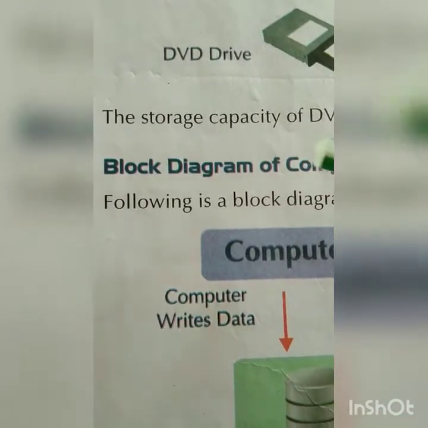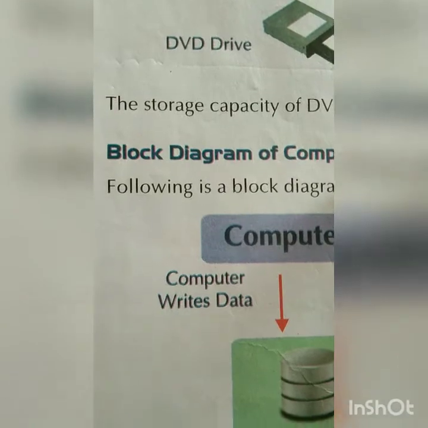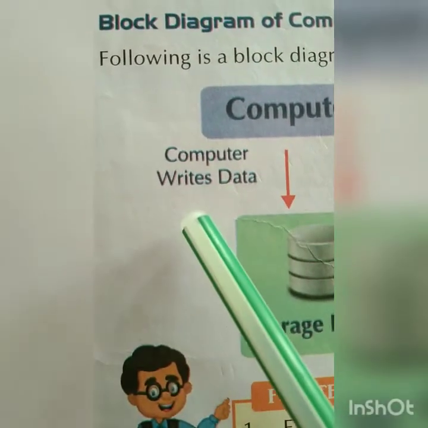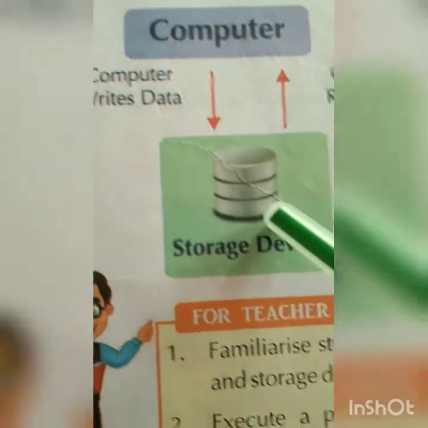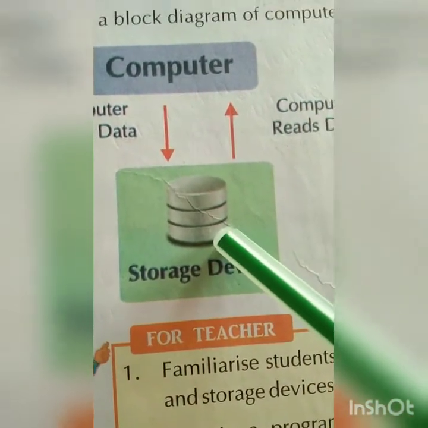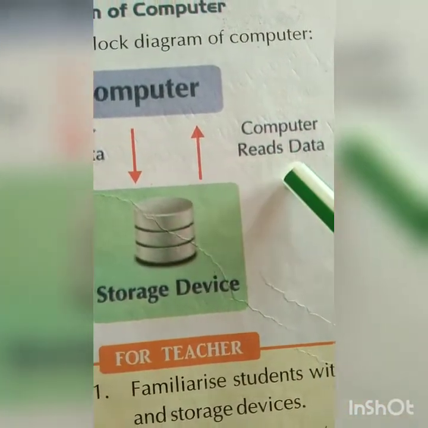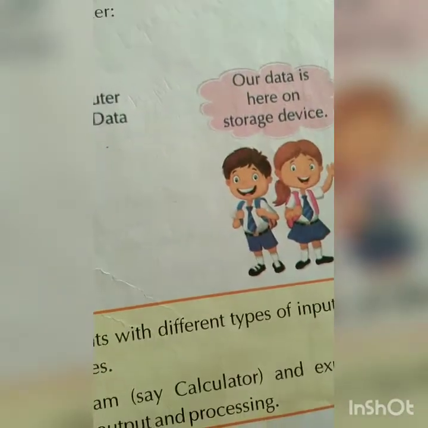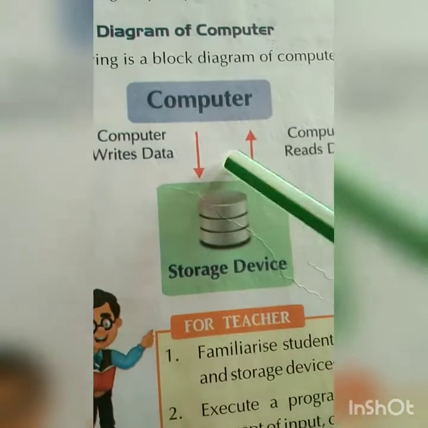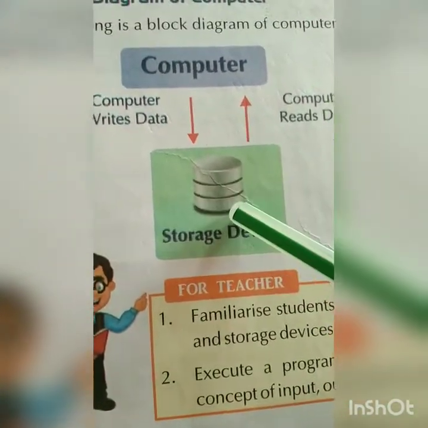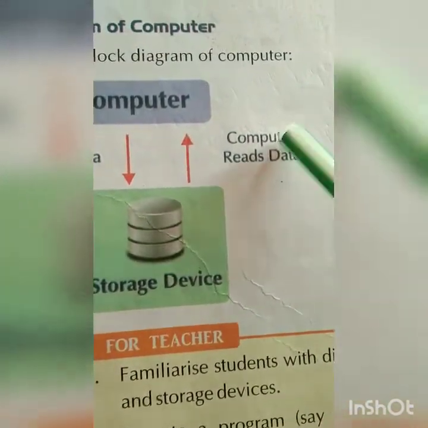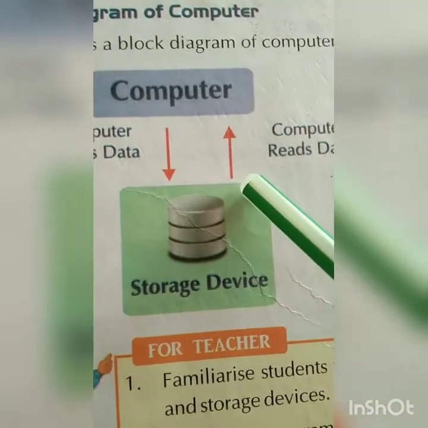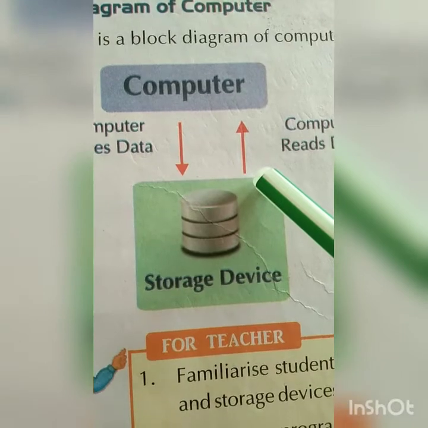Now next is the block diagram of the computer. Here it is given. The computer writes data in the storage device, and whenever you want, the computer reads the data. Our data is here on the storage device. So students are happy that when they did work and saved it on the storage device, whenever you want, the computer reads your data and gives it back to you, so you can take out your print also.